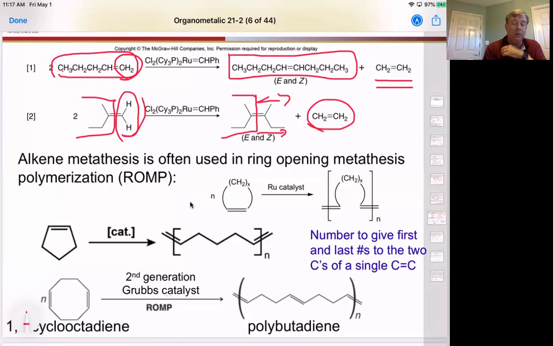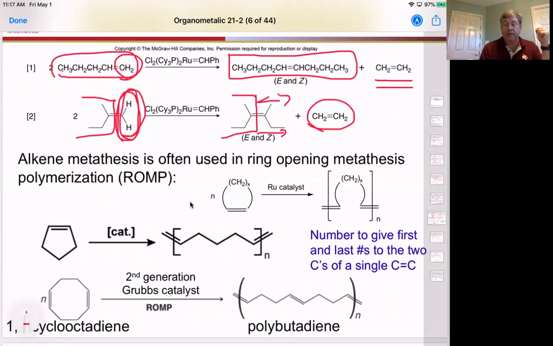Again, this terminal methylene group here is the part that goes off as the ethylene gas. Okay. So we can do that with two of the same molecules, or we can actually take a ring and open it up. And if we have a double bond inside a ring and we can open it up to relieve ring strain or to decrease entropy, we can have these things open up together, okay?